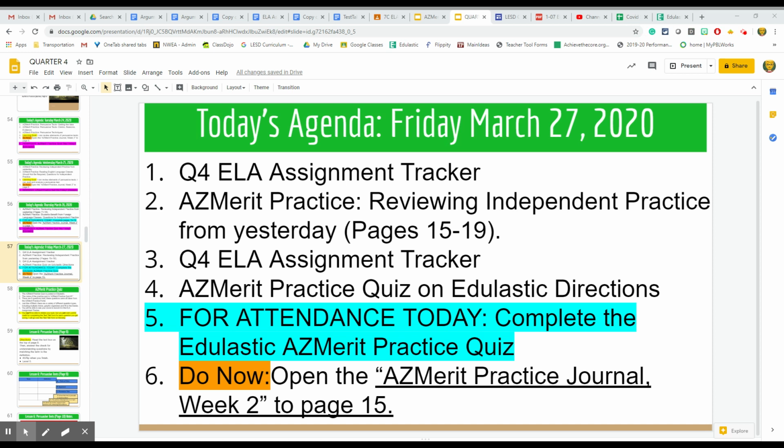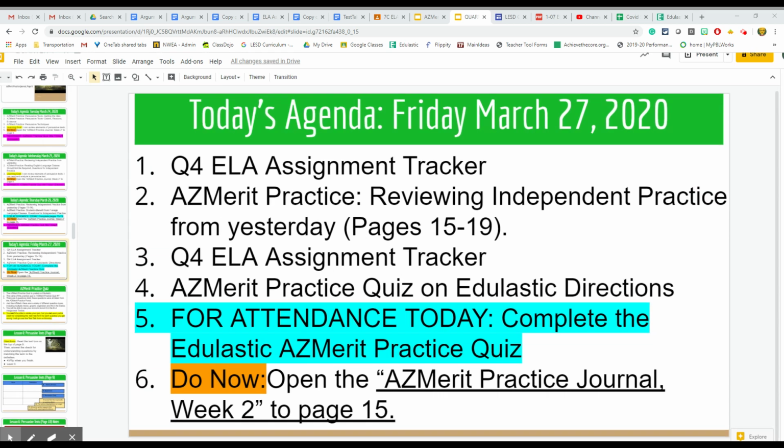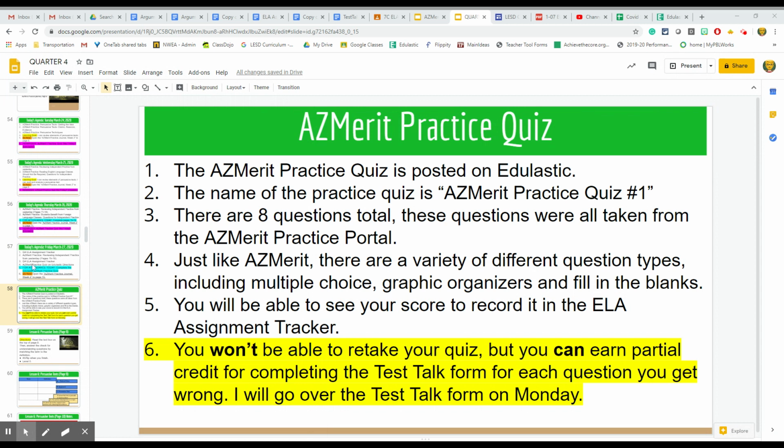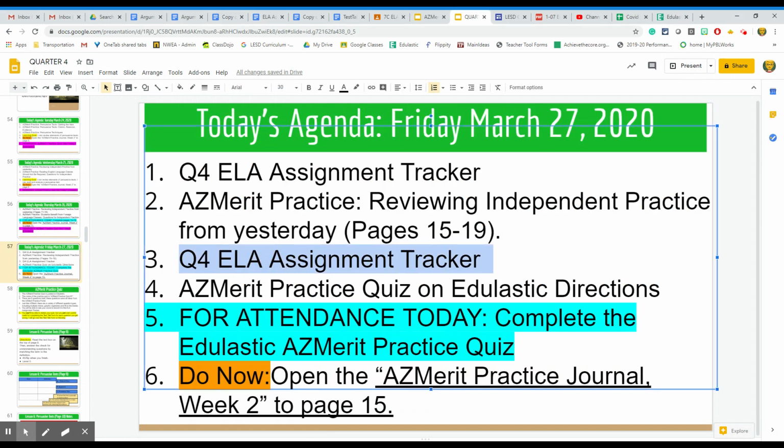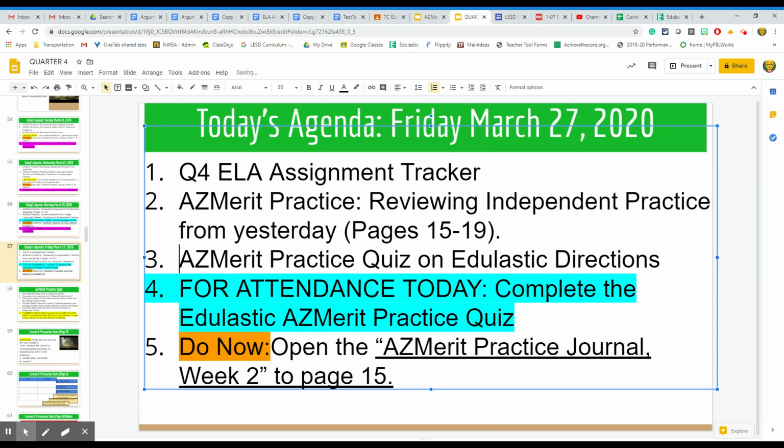Here's our agenda today. Number one, I'm going to show you what I want you to write in the quarter four ELA assignment tracker. Number two, we're going to go over the independent practice questions from yesterday in the AZ Merit Practice Journal. Those were the questions on pages 15 through 19. Number four, I'm going to explain to you how to take the AZ Merit Practice Quiz on Edulastic today. And then for attendance today, you need to complete the Edulastic AZ Merit Practice Quiz by today to be counted as present for ELA today.